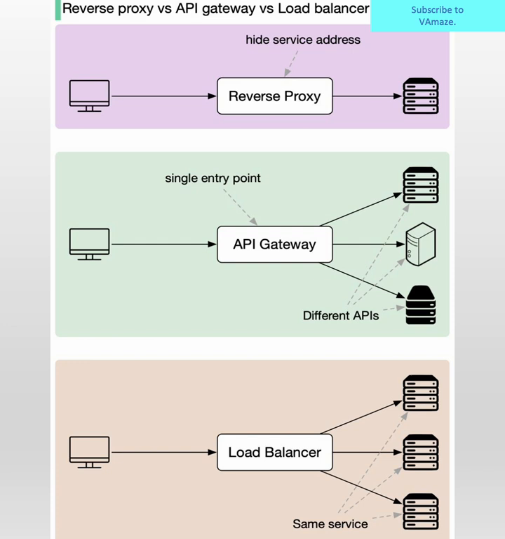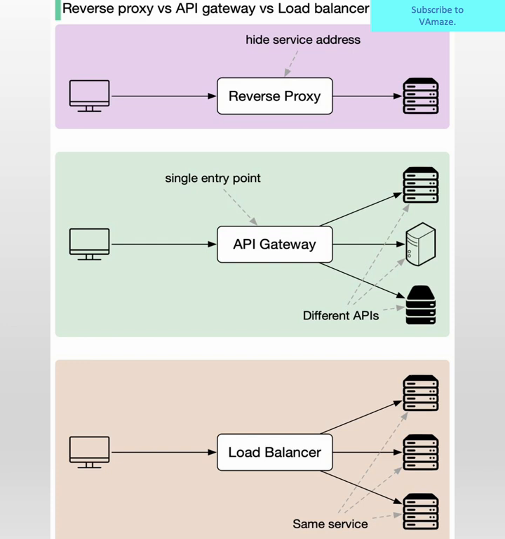Key benefits. Security enhancement. Backend servers remain hidden from direct internet exposure, reducing attack surface. SSL termination. The reverse proxy can handle SSL encryption and decryption, reducing computational load on backend servers. Caching. Frequently requested content can be cached at the proxy level, improving response times. Compression. The proxy can compress responses before sending them to clients, reducing bandwidth usage.